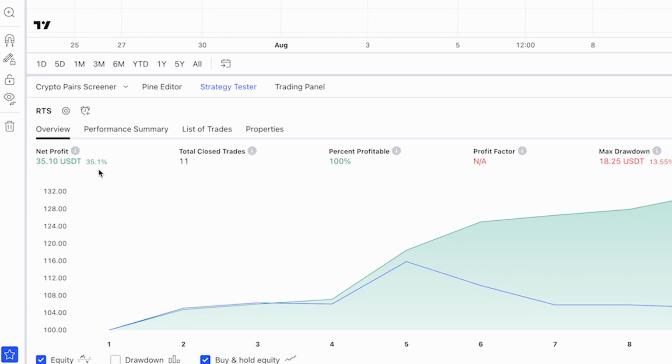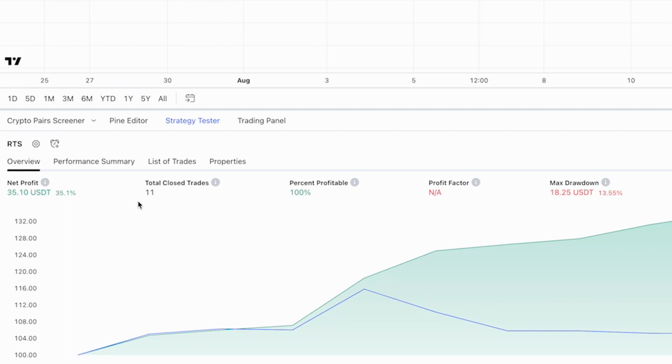35.1%. Don't get too excited yet. I'll talk about the limitations TradingView has in a second. Next, we have a total of 11 closed trades for the year, which is also only somewhat reliable. And of course, we have a 100% win rate. This really shouldn't be a surprise.